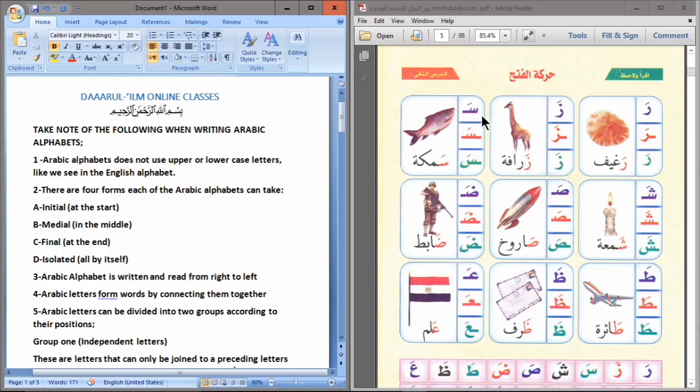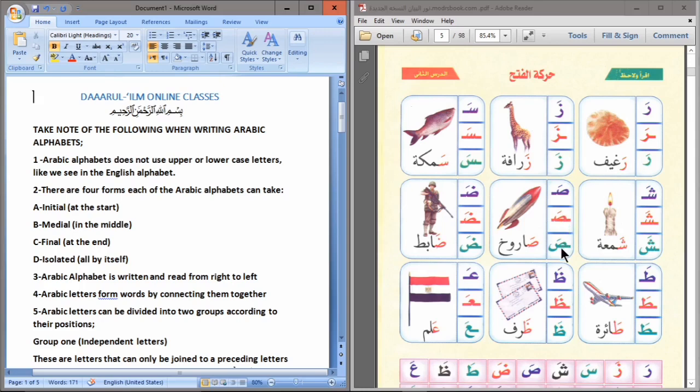This is Sin at the beginning, Sin in the middle, and Sin at the end. This is how it looks like. So Sin, Shin, Sod, and Dod, they are alike in writing. So Shin too at the beginning looks like this, Shin in the middle, and Shin at the end. Sod looks like this, Sod at the beginning, Sod in the middle, and Sod at the end of a word.